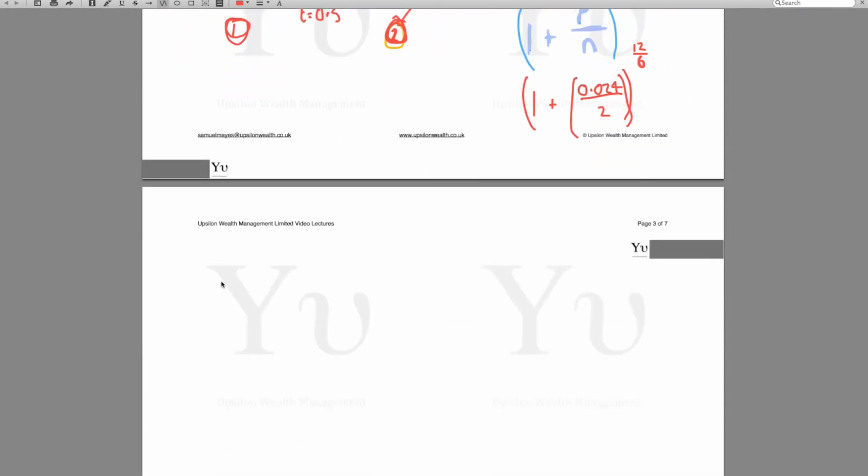We do 0.024 divided by 2 plus 1 equals 1.012, raised to the power of 2. Okay, which equals 1.024144.